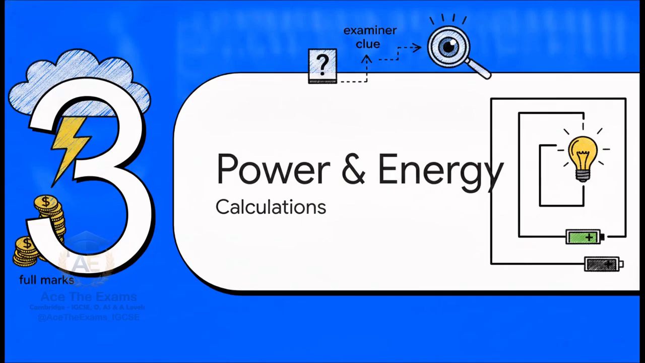Section 3. Power and energy calculations. Okay, we are officially in high-stakes territory now. Listen closely, because in a moment, I'm going to show you the exact examiner clue that changes calculation answers completely, literally pulling you from a 0 straight to full marks. But first, you absolutely need the framework that makes that clue entirely obvious.